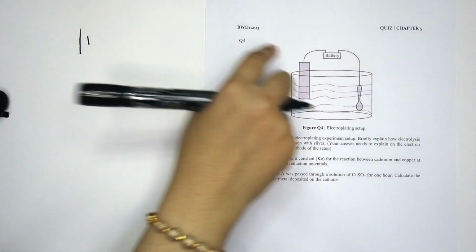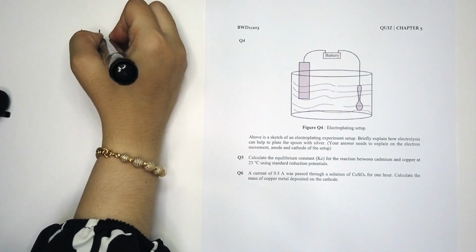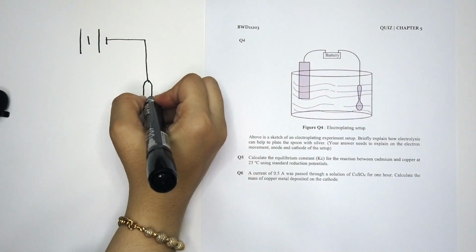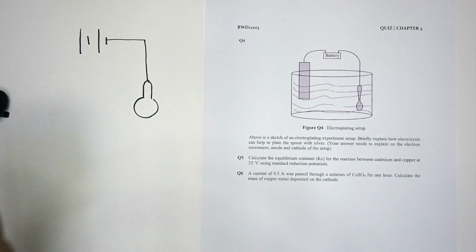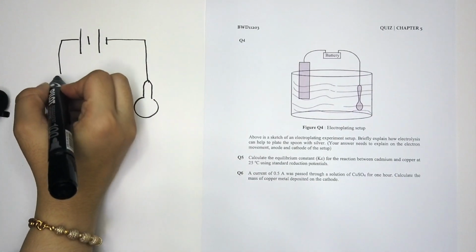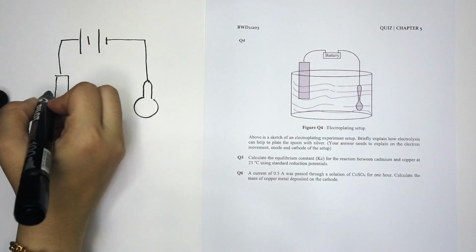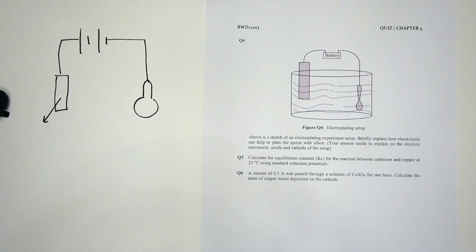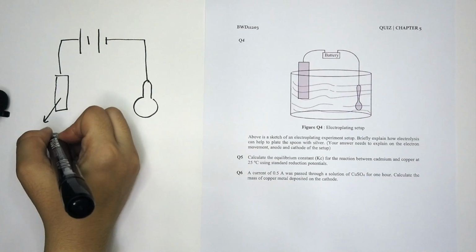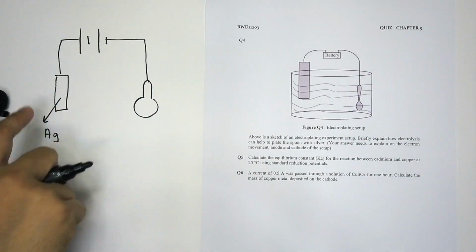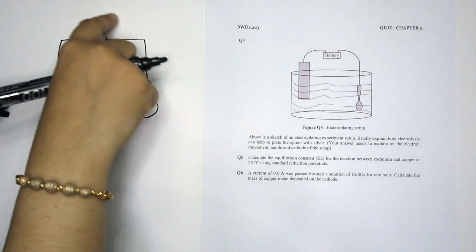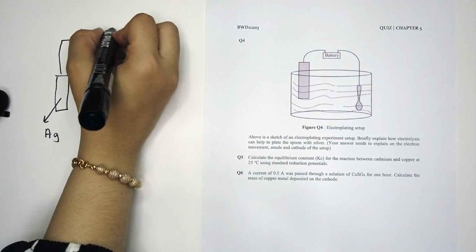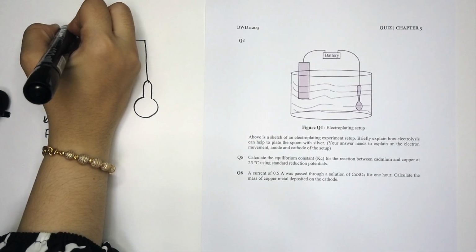So it means that this one should be linked to your spoon, right? The other one should be linked to this electrode, which is silver. What is silver in chemistry? It is argentum. So you need to label this argentum and you need to draw this battery. This one is the cathode and this one is the anode. So I'm just going to write here negative, and this one is positive.